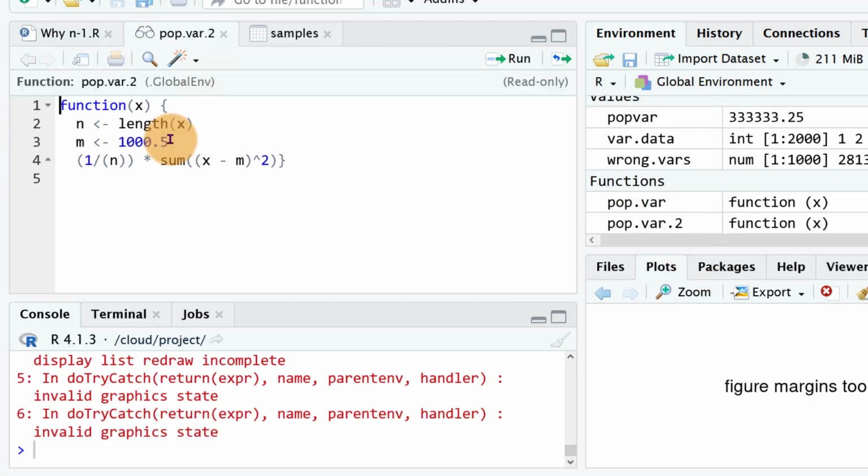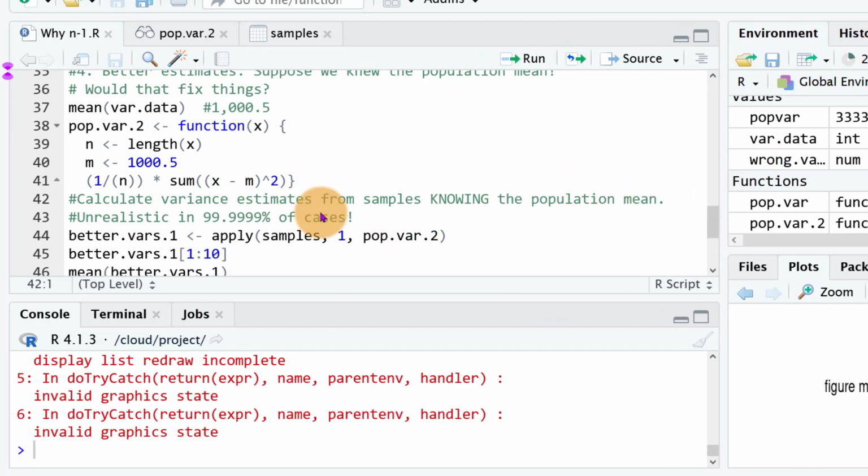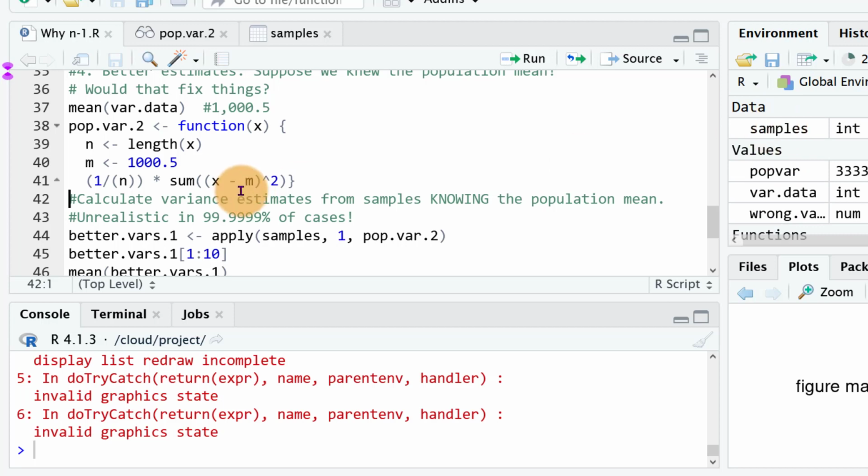And if we click on it, it shows us it's putting in that known population mean. This is not a realistic situation, as I said before. But let's go back and calculate an estimate of the population variance for each of our 1,000 samples in our data, plugging in that population mean, assuming that we knew it somehow.